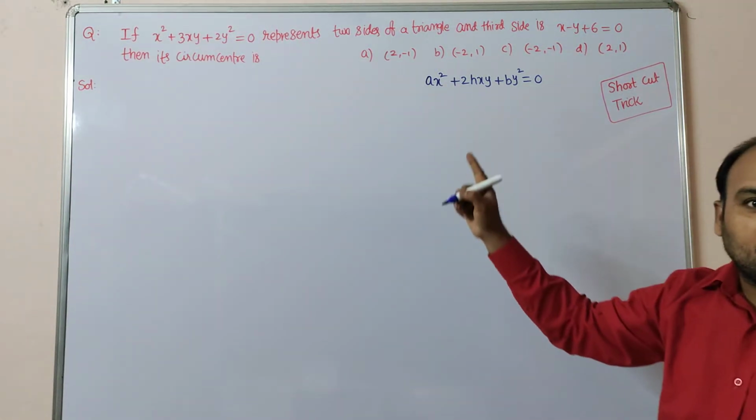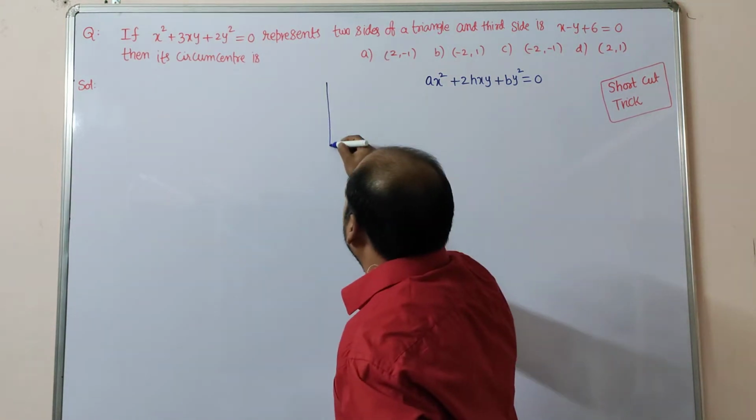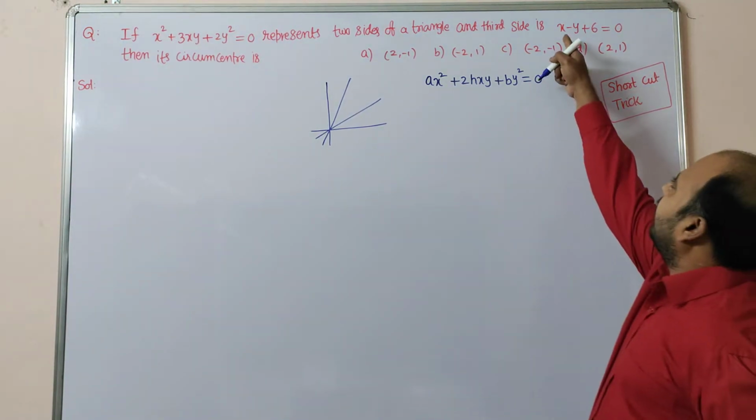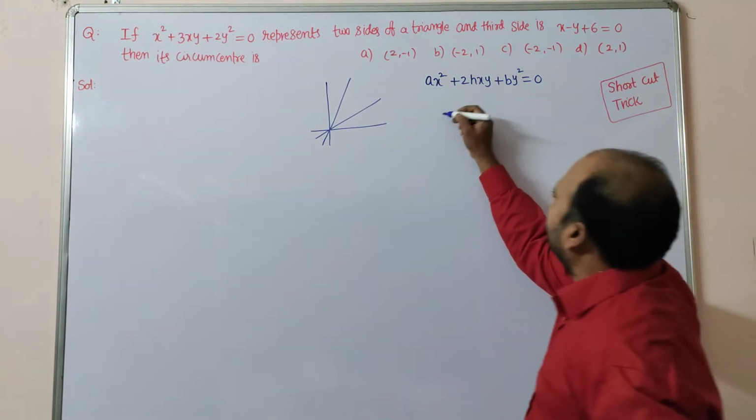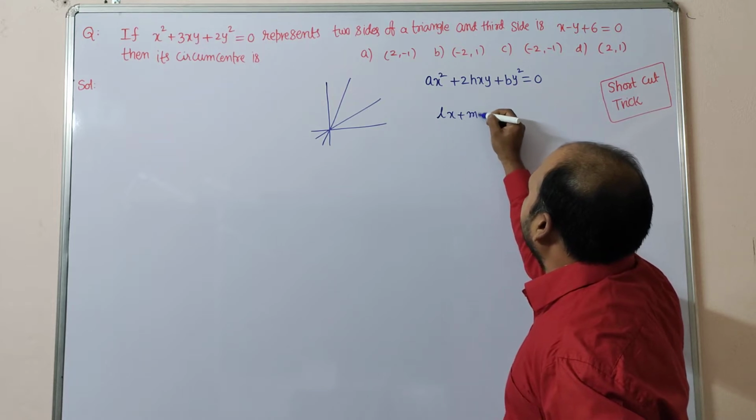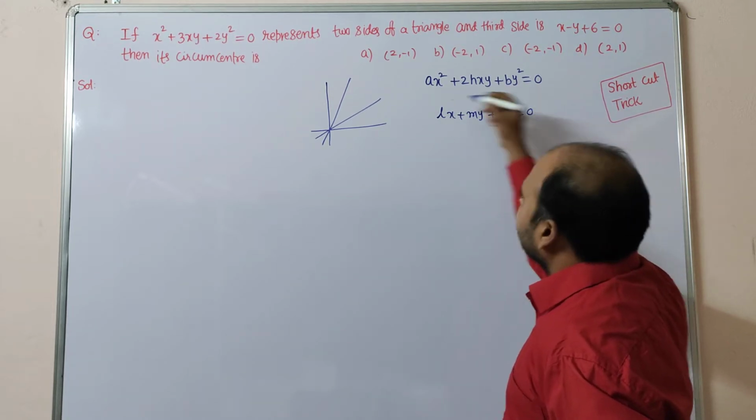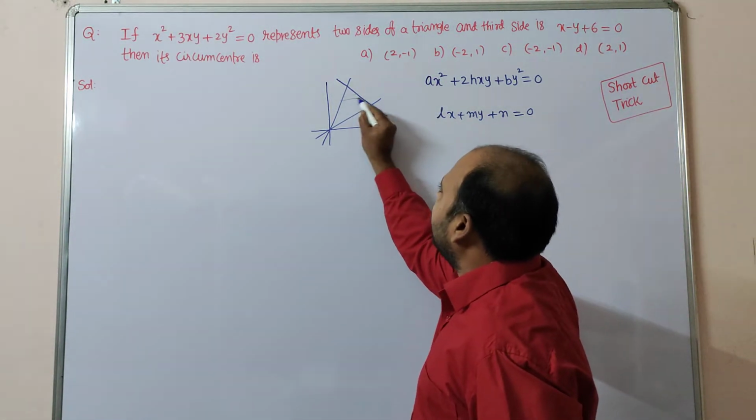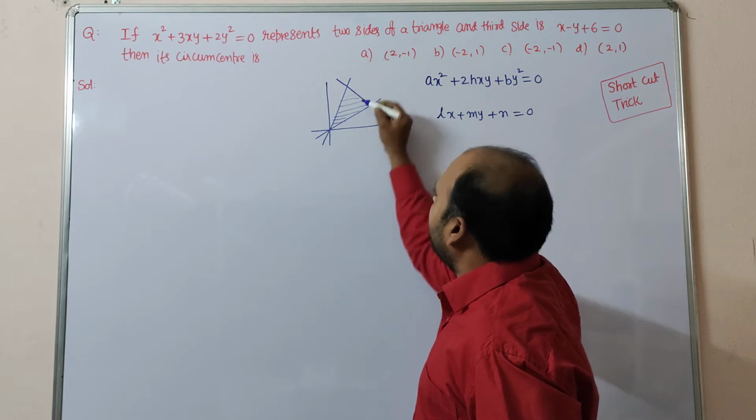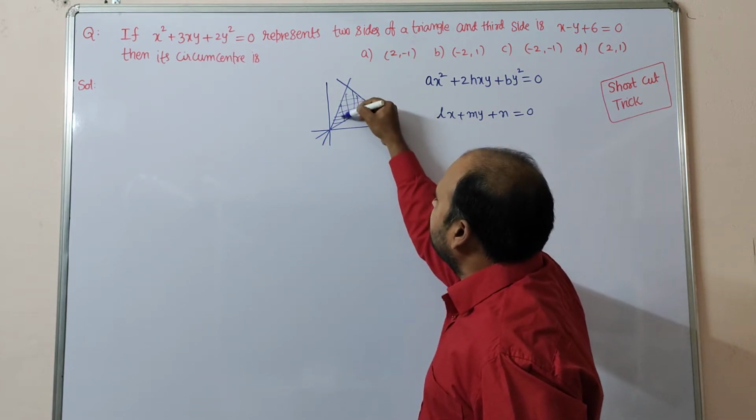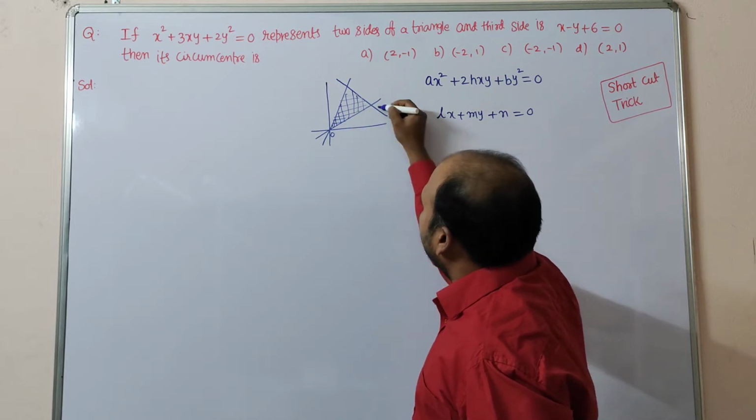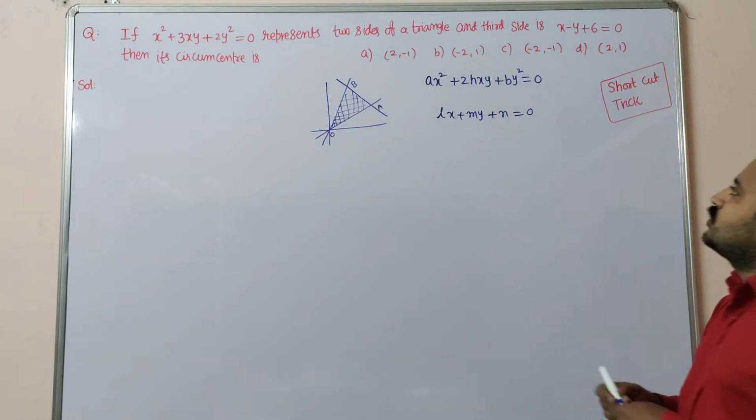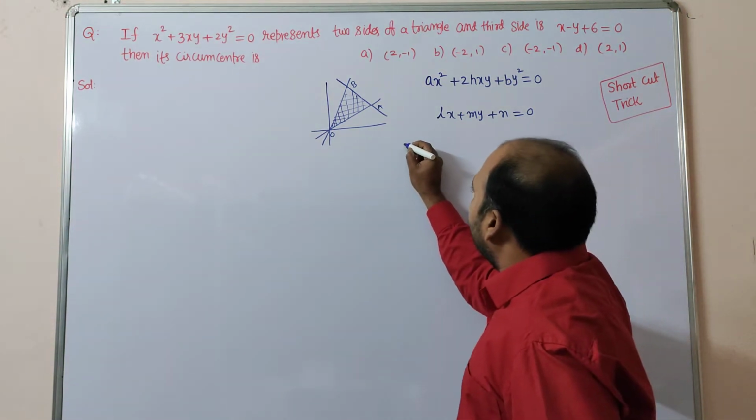It represents a pair of lines passing through the origin. The figure will come like this. And the given line x minus y plus 6 equal to 0 is of the form lx plus my plus n equal to 0. This is the line. So here we got one triangle now, OAB. For this triangle, we are going to calculate the circumcenter. Circumcenter is generally denoted by S.